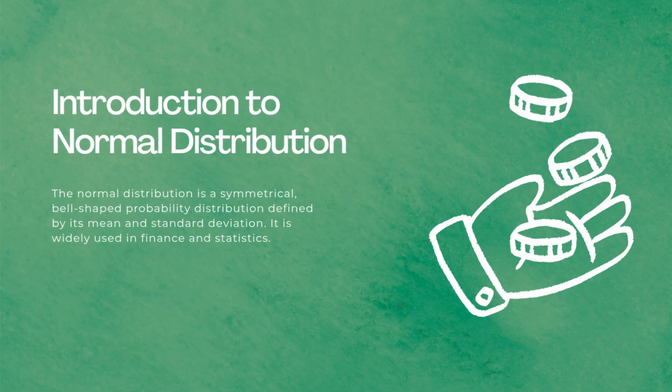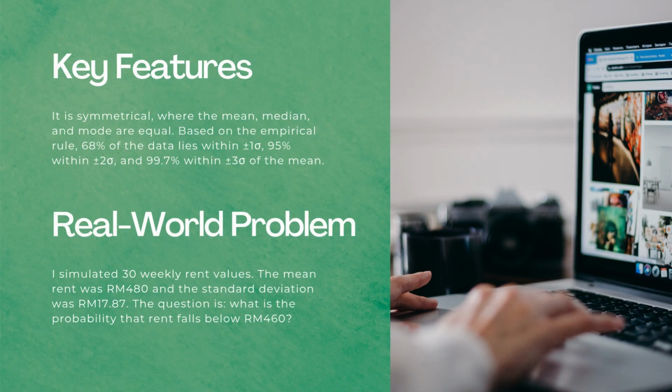Moving on to the normal distribution, it is a continuous, symmetrical, bell-shaped probability distribution that is defined by its mean and standard deviation. It is widely used in both finance and statistics. One of its key features is that the mean, median, and mode are all equal. According to the empirical rule, about 68% of the data lies within one standard deviation from the mean, 95% within 2, and 99.7% within 3.